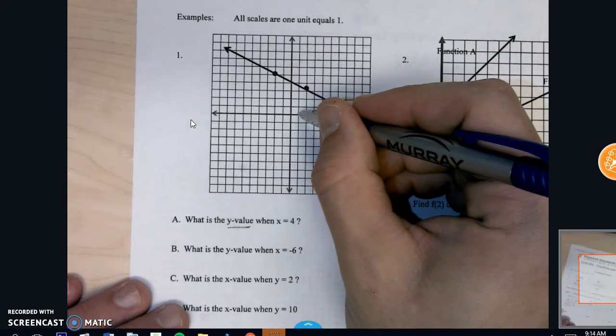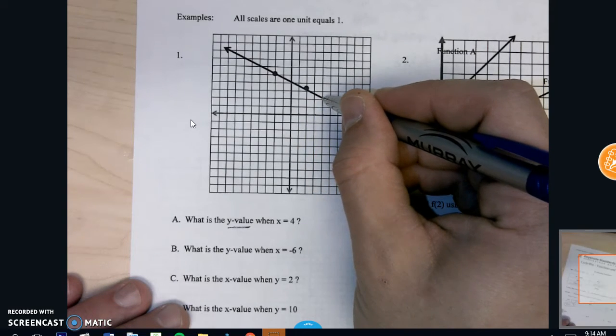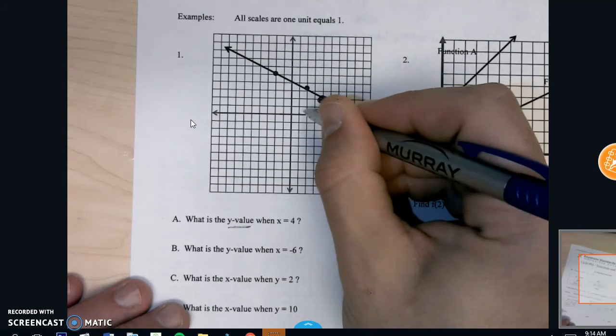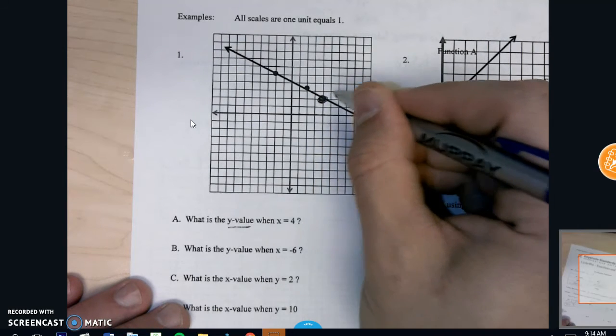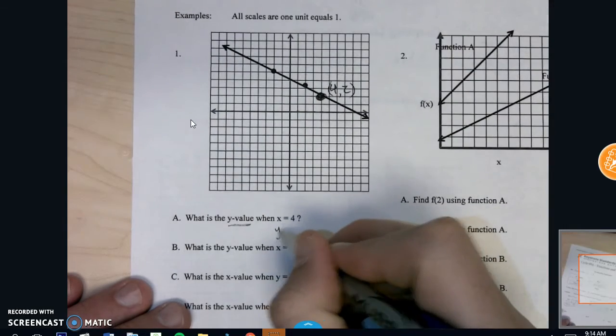So I'm going to find x is equal to 4. 1, 2, 3, 4. I want to see where this intersects this line at x is equal to 4. And it intersects right here at this point. Okay, and that point is 1, 2, 3, 4, comma 2. So this is 4, comma 2. The y value when x is equal to 4 is 2.